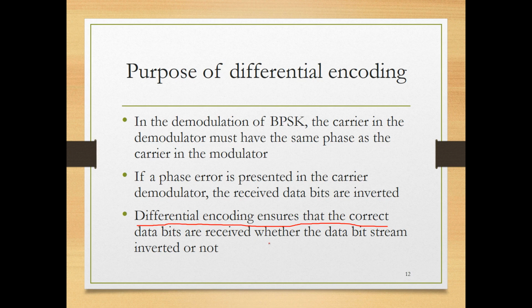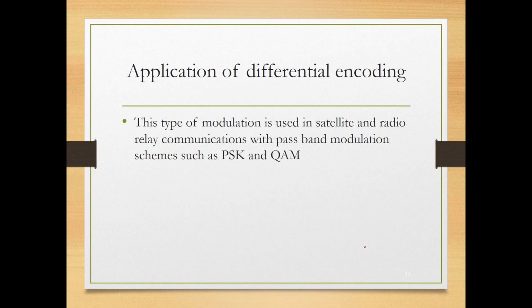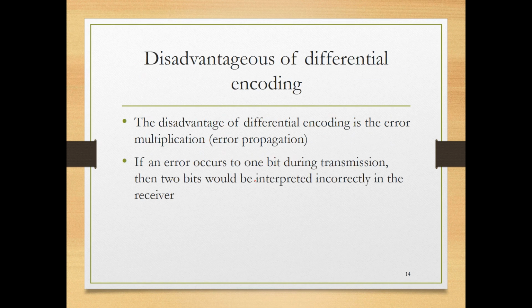Differential encoding ensures that the correct data bits are received whether the data bit stream is inverted or not. That's the good thing about it. That's why it doesn't require synchronization. Application of differential encoding, where do you use it? This type of modulation is used in satellite and radio relay communication, with passband modulation schemes such as BPSK and quadrature amplitude modulation.